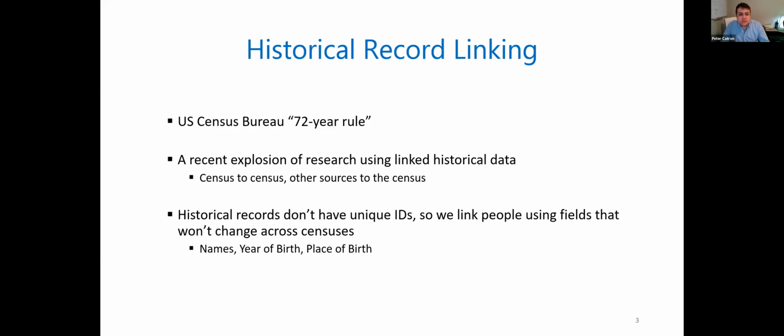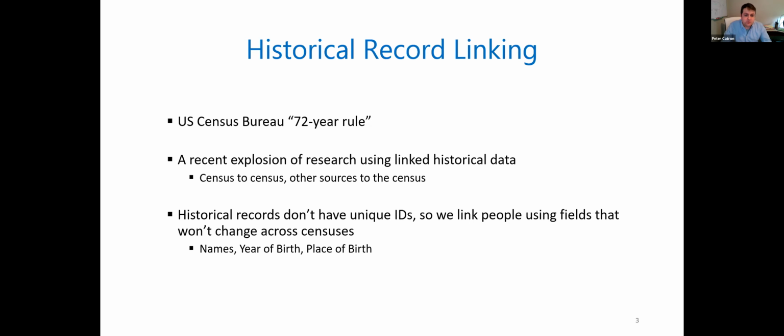With the release of US censuses and their subsequent digitization by Ancestry.com and various research institutions, there's been an explosion of research looking at linked historical data. Some people just do census to census matching, so matching 1910 to 1920 or something like that. Others are starting to connect European censuses to US censuses in order to track people from Europe that moved to the United States in the first half of the 20th century.